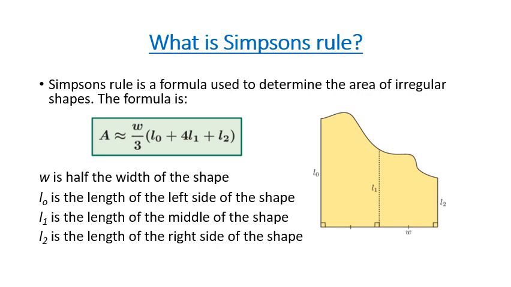multiplied by bracket L0 plus 4L1 plus L2. And we can see on the diagram what L0, L1 and L2 are. We can also see that W is actually half of our width. Okay, so half of the width of the shape. And not only that, but it also gives us descriptions here of what L0, L1 and L2 are. So please make a note of that because we're going to use those very soon.